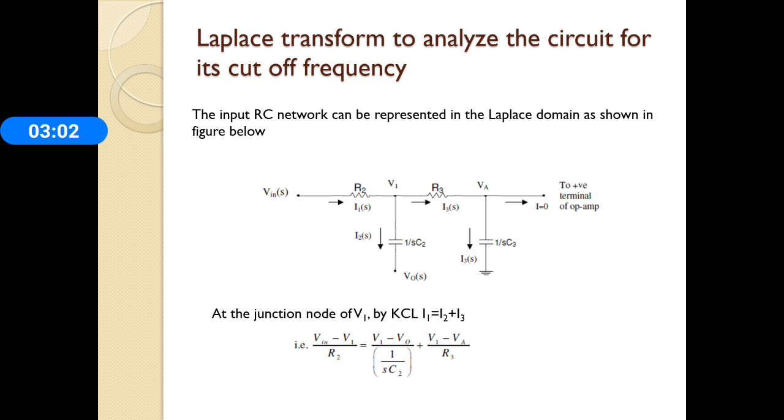For the analysis of the second order low pass filter, we are applying the Laplace transform to analyze the circuit for its cutoff frequency. The input RC networks can be represented in the Laplace domain as shown in the figure. Apply the KCL at the node V1. V1 is the input voltage that is applied to the non-inverting terminal of the operational amplifier. By applying the KCL, we can write I1 equals I2 plus I3.